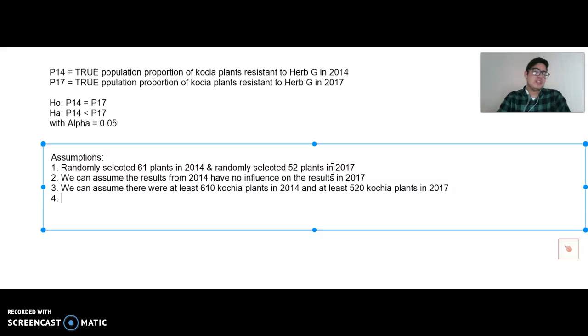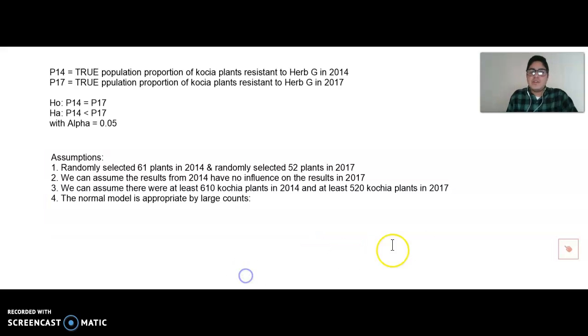And then lastly, we have to check the normal model, but come on, it's an inference question on the AP exam. We can assume that it's going to work out. So the normal model is appropriate by large counts. And of course, I can't just claim this. I have to show the work here.